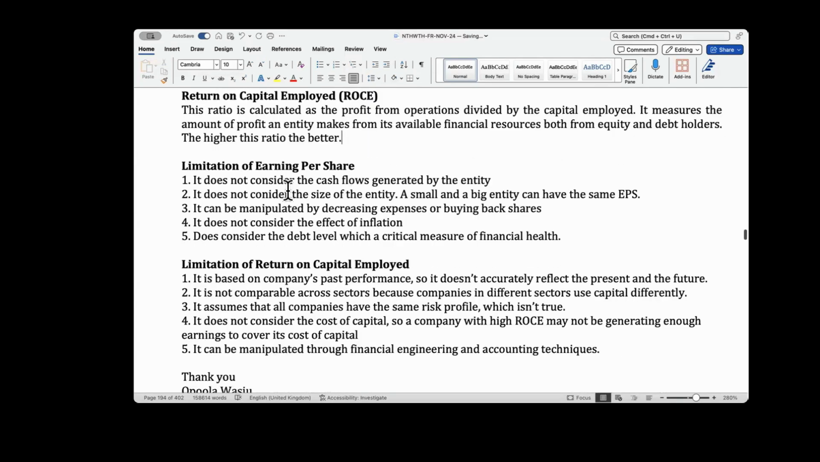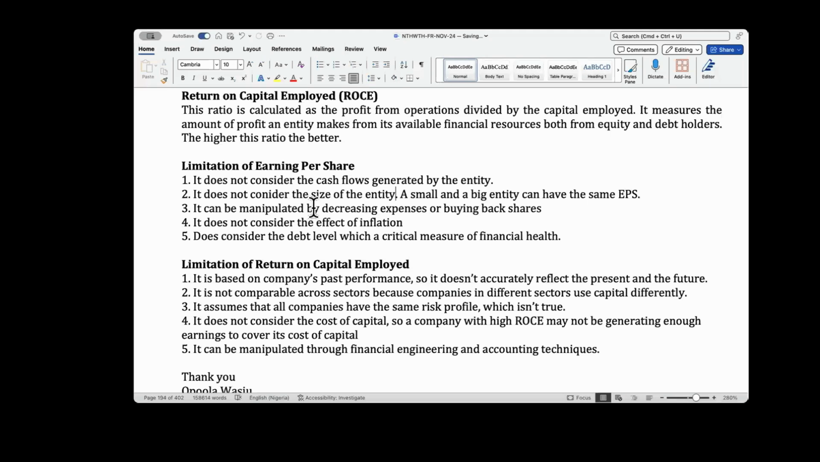And I went to limitations of EPS. In the exam, if you can get 2, you're fine. I said EPS does not consider cash flows generated by the entity. I said it does not consider the size of the entity. A small and big entity can have the same EPS. So it doesn't care whether your own profit is bigger or smaller.